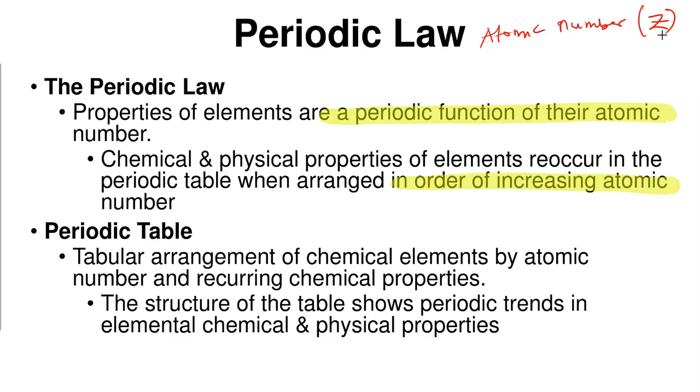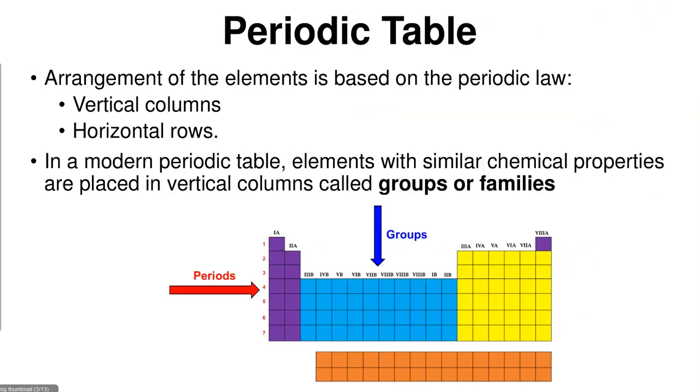So the periodic table, on the other hand, is just a tabular arrangement of chemical elements by atomic number and recurring chemical properties. As these elements are arranged, we see a pattern in each of the groups. Whether you go down a group or across the table, you see regular patterns or changes in both physical and chemical properties. So the structure of the table shows these periodic trends in elemental, chemical, and physical properties. These properties will occur periodically; that's why we use the word periodic.